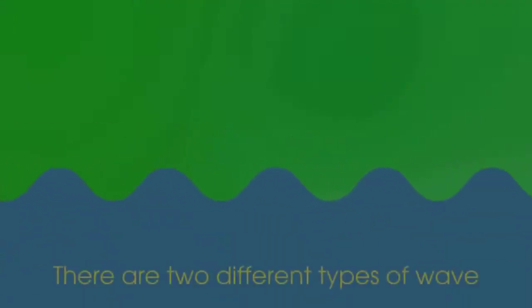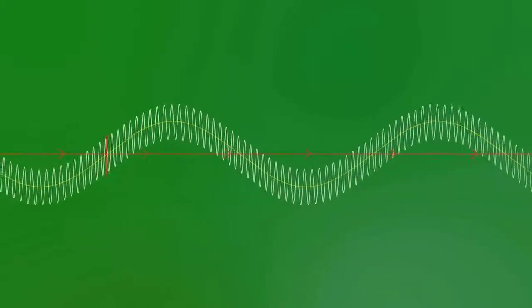Waves. One of the first things we need to know about waves is there are two different types of wave. One shown here by waves in the sea, and the other one shown by sound waves. So how are they different? Well, first let's look at the sea waves.